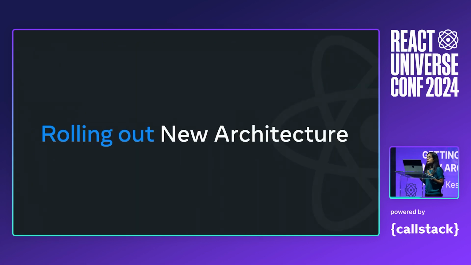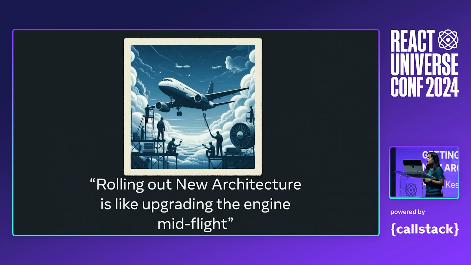Now that we have looked at the new architecture capabilities, let's also talk about what it takes to roll out these capabilities, the new architecture, to you, to everyone across the ecosystem. But it's hard to change the engine while flying the plane, right? Especially if your plane is the React Native ecosystem with thousands of libraries and millions of developers out there. Rolling out the new architecture is like upgrading that engine mid-flight. And this is what we have been focusing on over the past few years.